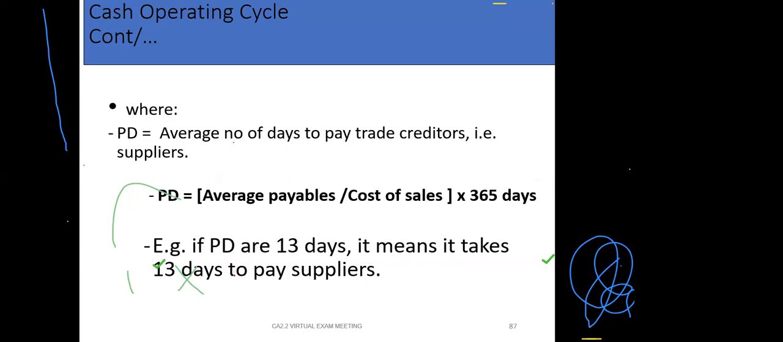And the payable days are calculated as average payables. Again, to calculate the average payables, you add the opening payables plus the closing payables, divided by the cost of sales. If you don't have cost of sales, the nearest is the purchases. Okay, multiply by 365 days if they are expressed in days. For example, if the payable days are 13, it means that it takes 13 days to pay suppliers.